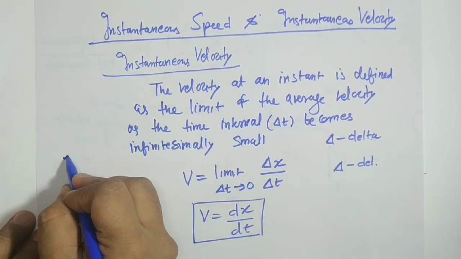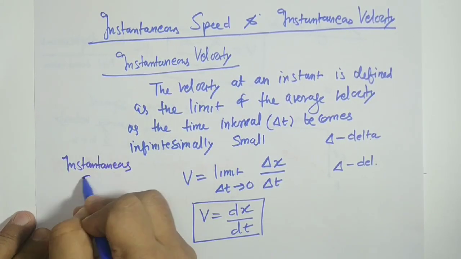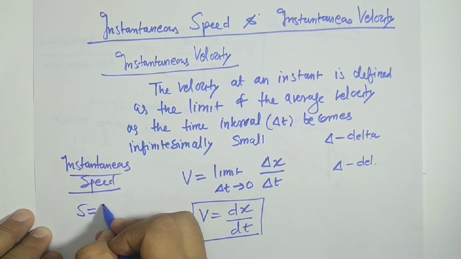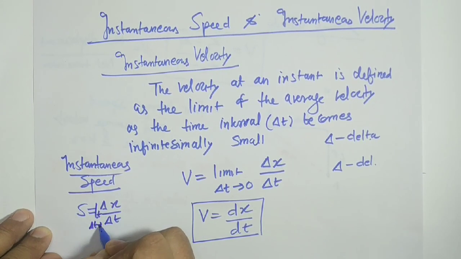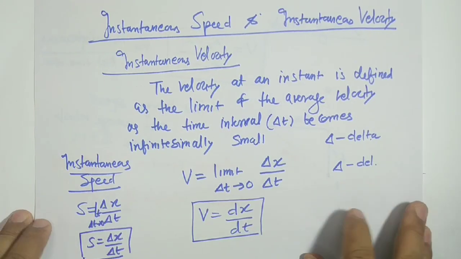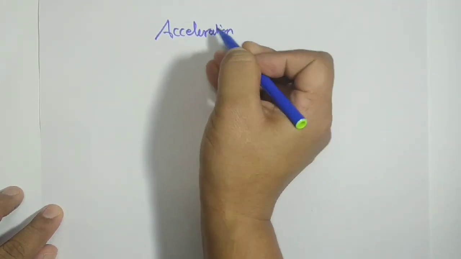Speed is the magnitude. If I write instantaneous speed, it will be the same way. Say we denote it s, it will be limit delta t tends to 0, delta x by delta t. So this is the instantaneous speed or instantaneous velocity. So this is velocity and speed, and then comes what? We'll talk about the acceleration. Now I think all of you know what is acceleration.